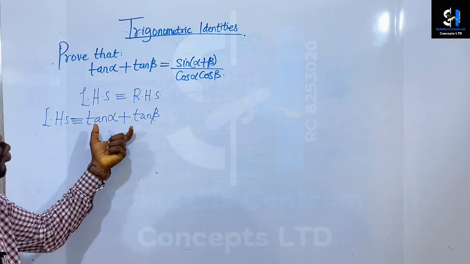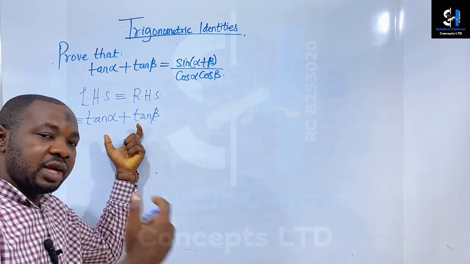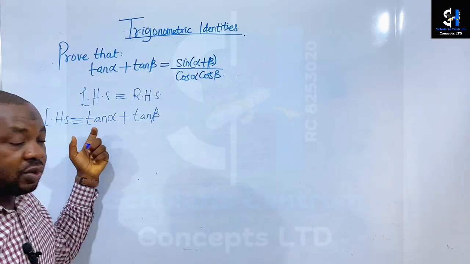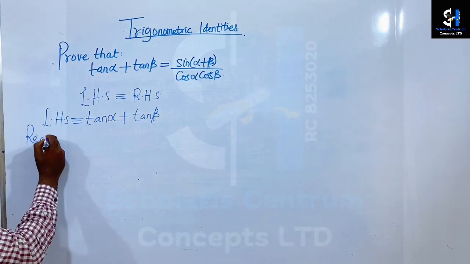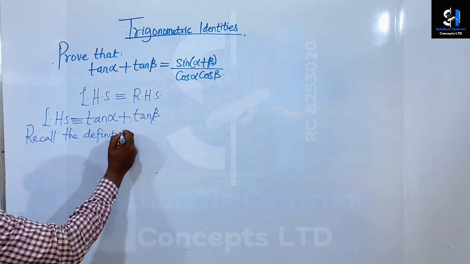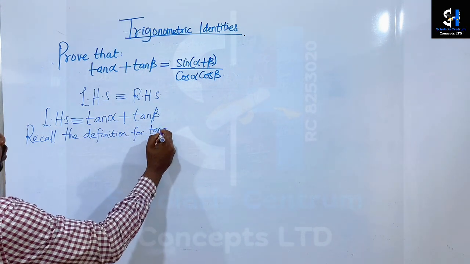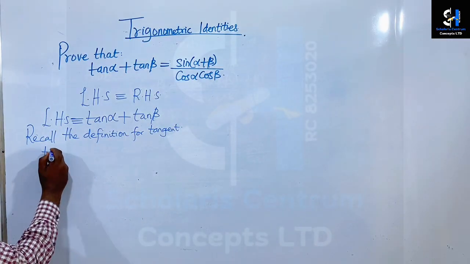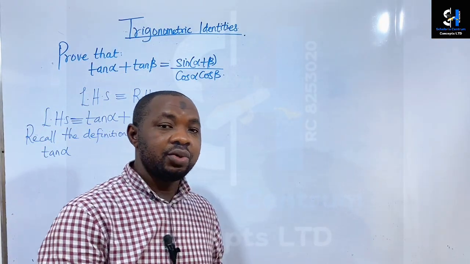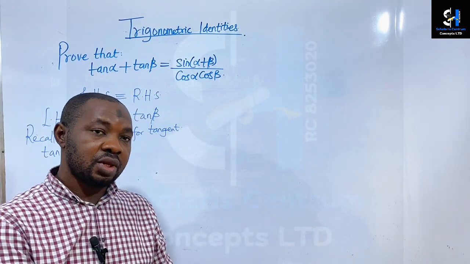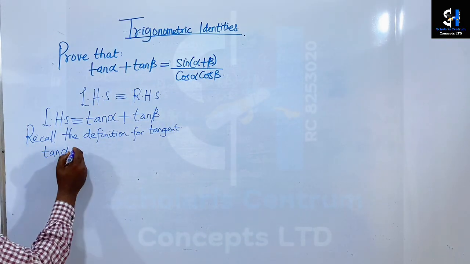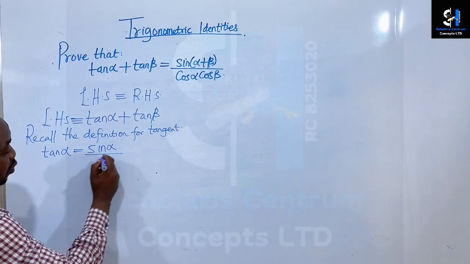Because we want to use the left hand side to prove the right hand side, let's recall the basic definition for tangent. Tangent of an angle equals sine of that angle over cosine of that same angle. So in this case we have tan alpha equals sine alpha over cos alpha.